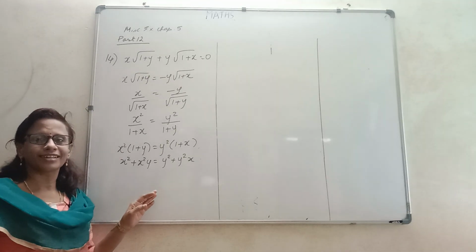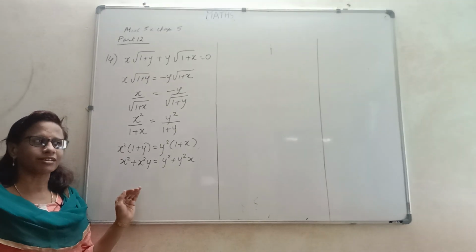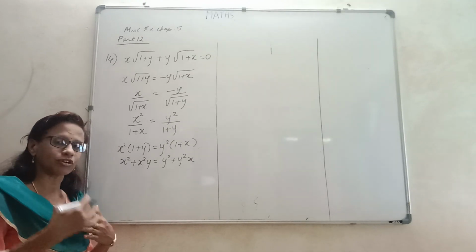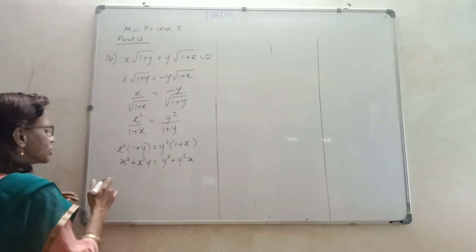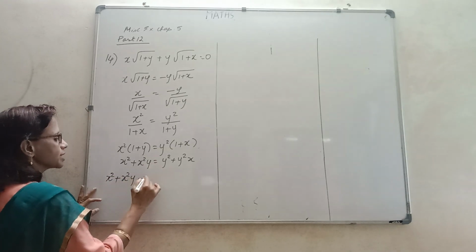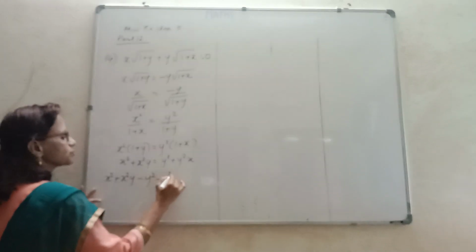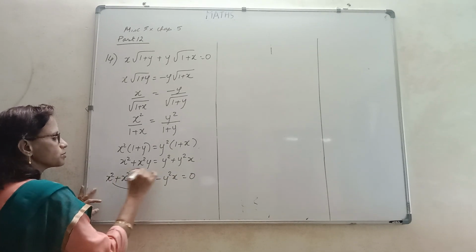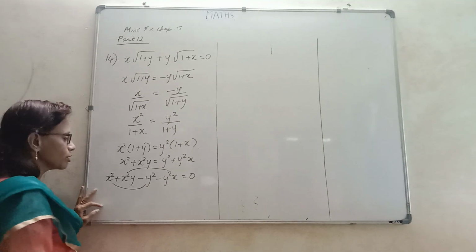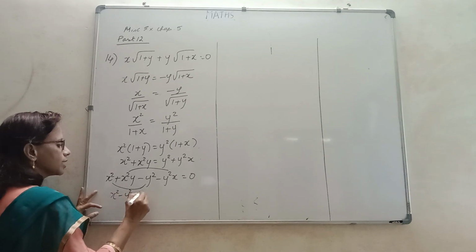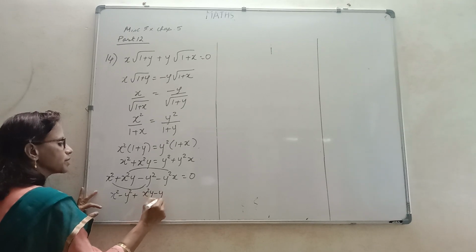Still, it's not the right time for finding the dy by dx. Let's get more things organized. Let's have everything on one side. So you have x squared plus x squared y, and we are bringing this to one side, minus y squared minus y squared x. Let's group these two terms together. So what happens? You're getting x squared minus y squared plus x squared y minus y squared x.